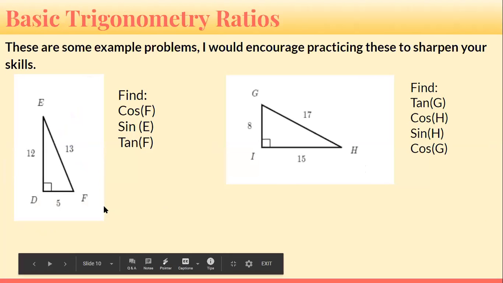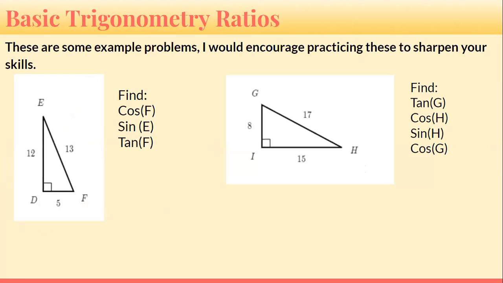So let's go over these. Let's find cosine of angle F. Cosine, okay. So let's see what cosine is. Cosine is adjacent over the hypotenuse. So the hypotenuse is 13 and the adjacent is 5. So that's equal to 5 over 13. And you can plug it into your calculator to find whatever the value is.